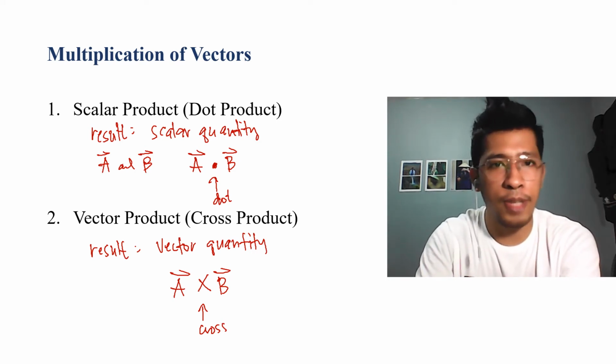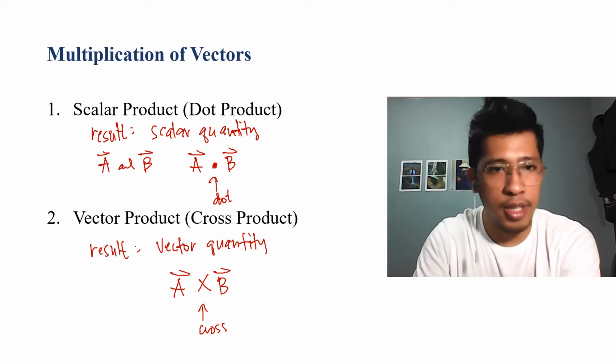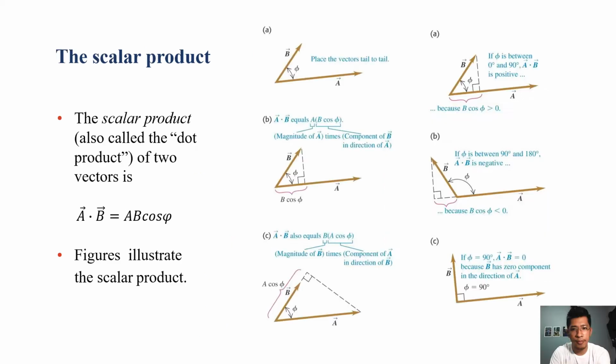Let's go deeper into this multiplication of vectors individually. We start first with your scalar product. Again, the scalar product, also called the dot product of vectors, is given by A dot B, which is equal to AB cosine phi. So why is it that it is like this?